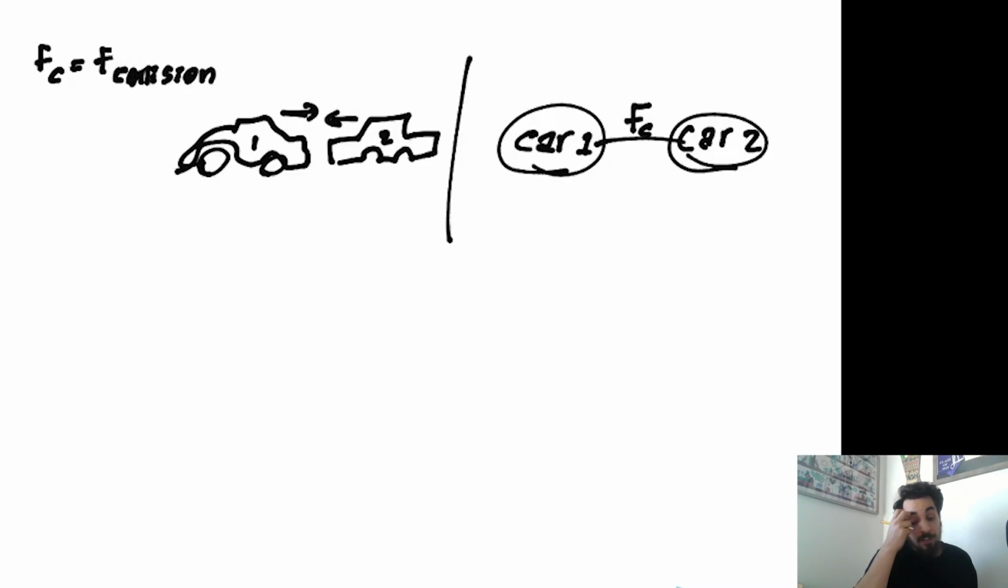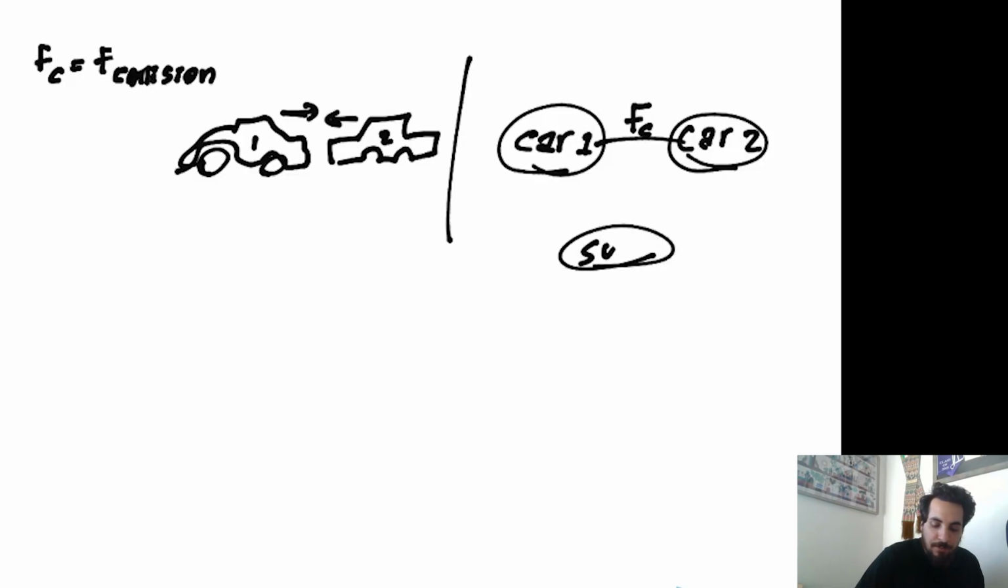If we were to take a look at car 1, that would be the force of 2 acting on 1, F2,1, just like in the last video. Or if we were to look at car 2, it would be F1,2. But for right now, I'll just say that the interaction between them is the collision. Okay, well, what else do we have?